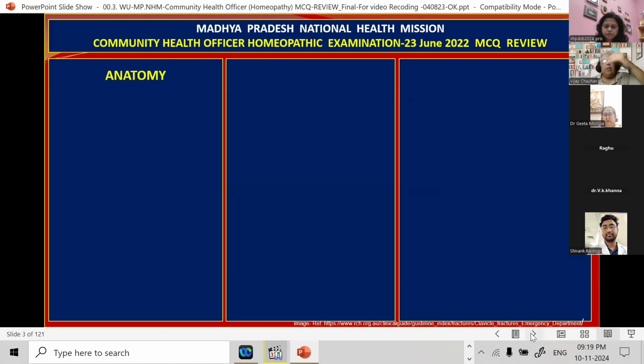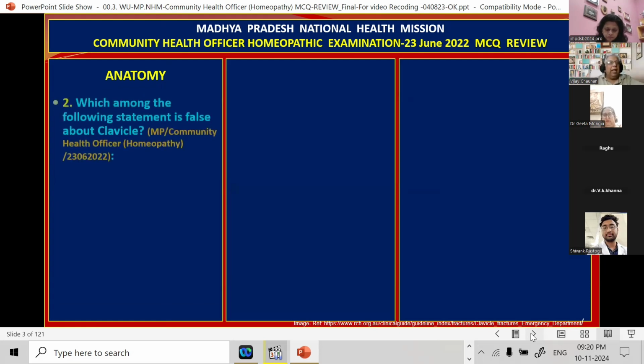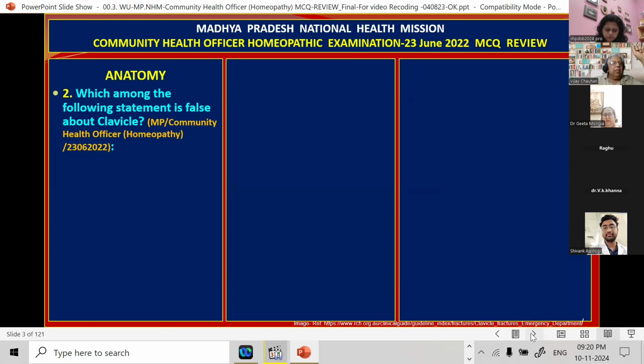Now we are going to the second question, and this also belongs to anatomy. The second question is: which among the following statements is false about the clavicle? Which statement is false about the clavicle?